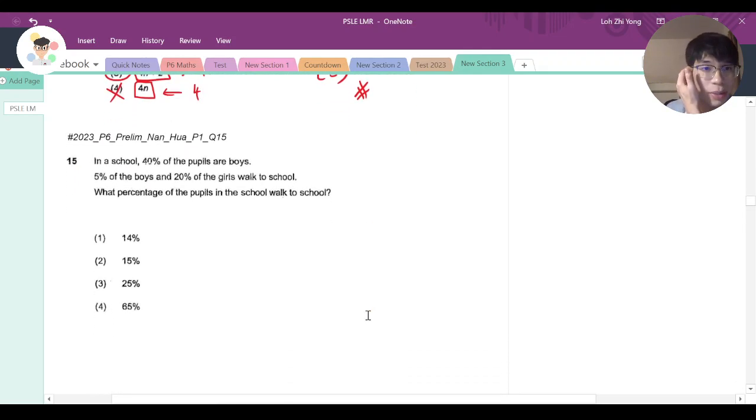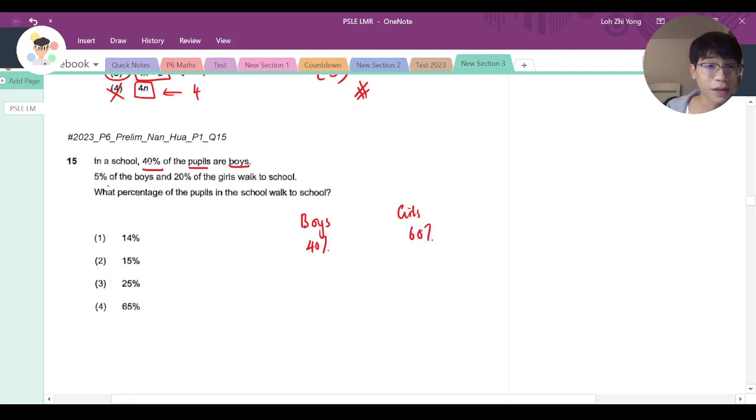Nanhua Paper 1, question number 15. So here it says that in the school, 40% of the pupils were boys. So now I have boys, I have girls. Boys are 40%. Girls will be 60%.